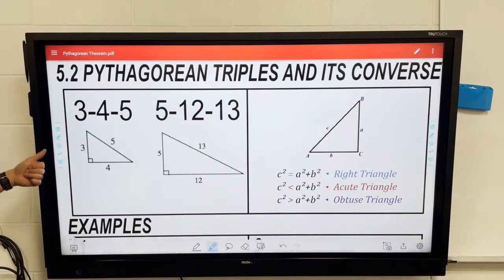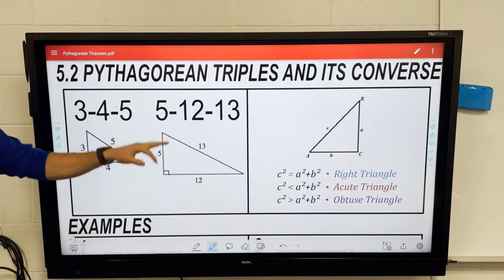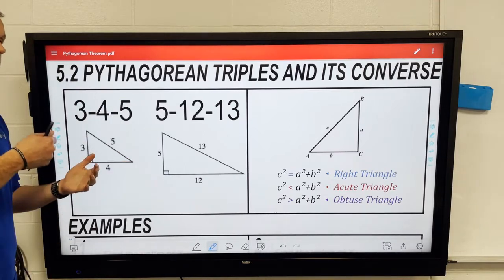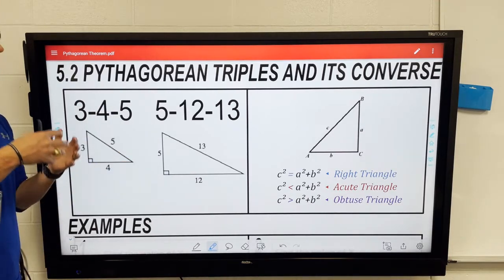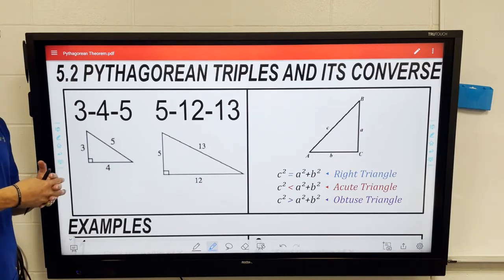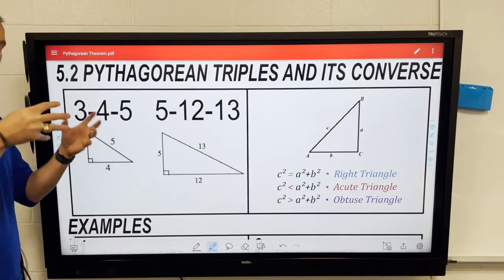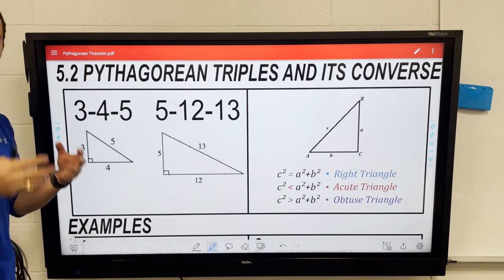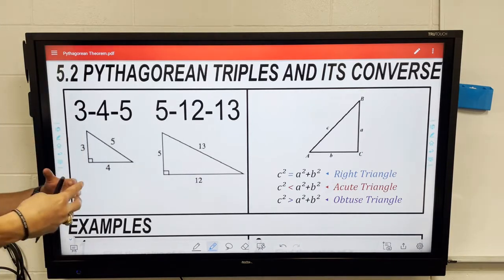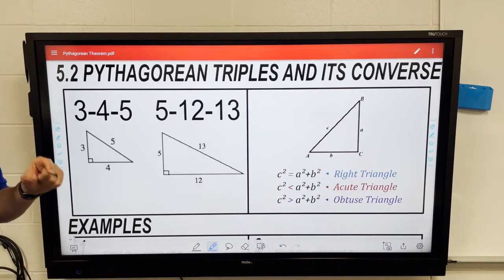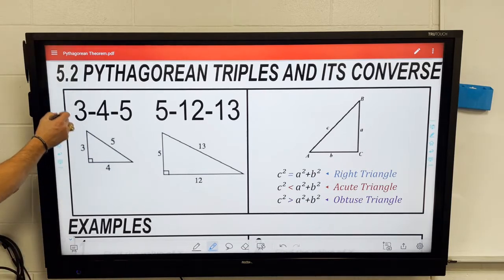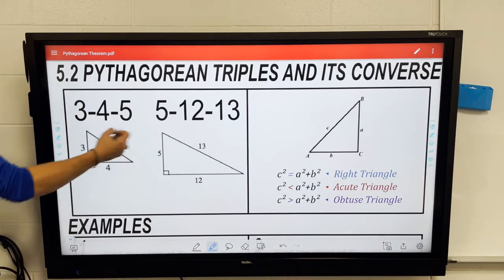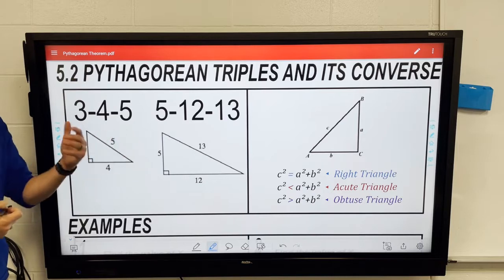The first thing we're going to look at is what I mean by a Pythagorean triple. Any three sides that, if I plug them into the Pythagorean theorem, make it true, that's going to be a Pythagorean triple, and it has to be whole numbers. These are two well-known Pythagorean triples that you should go ahead and memorize.